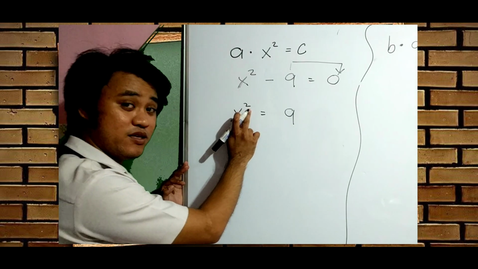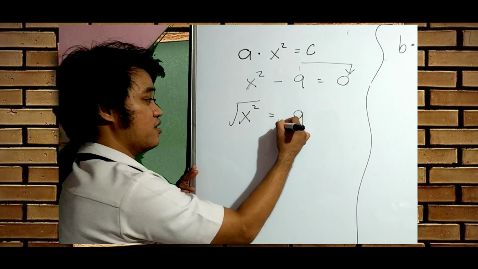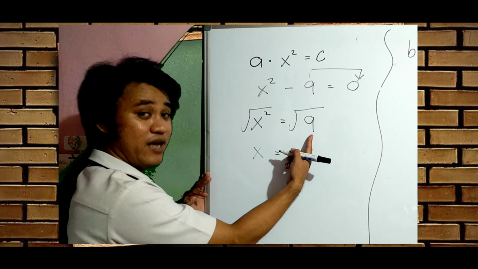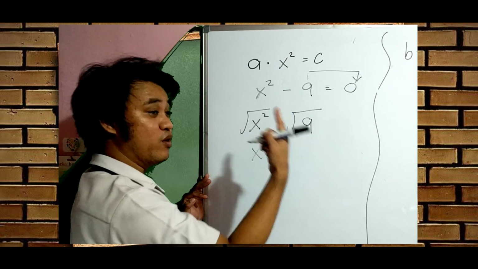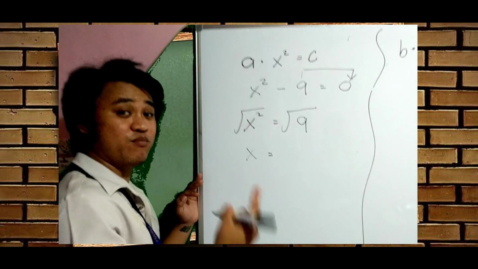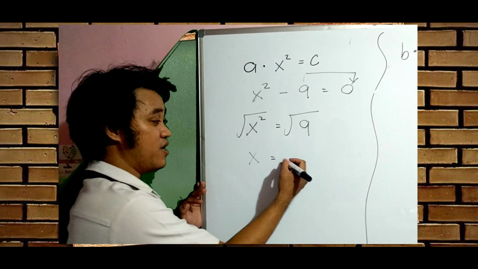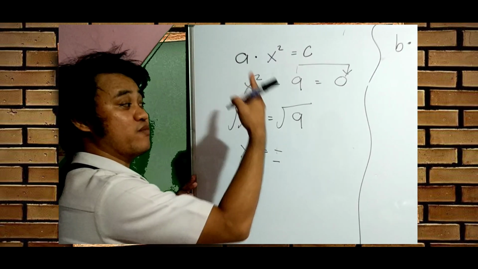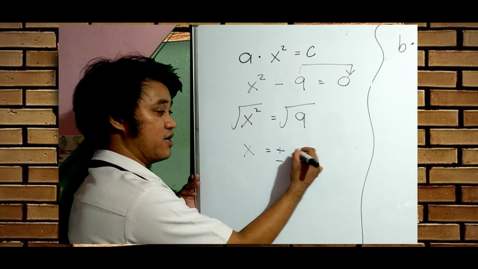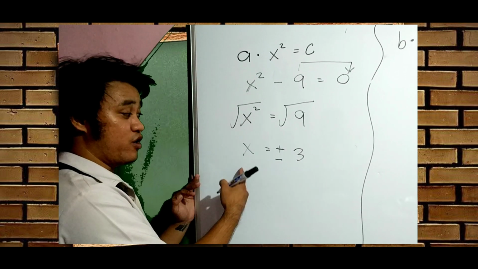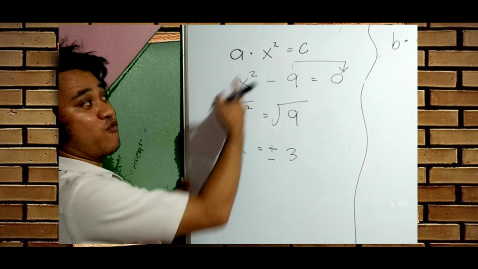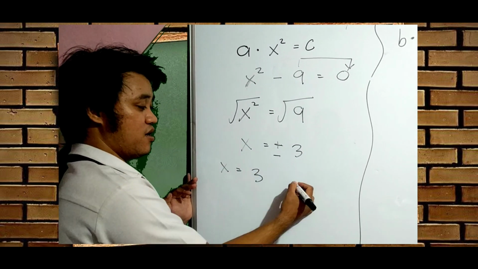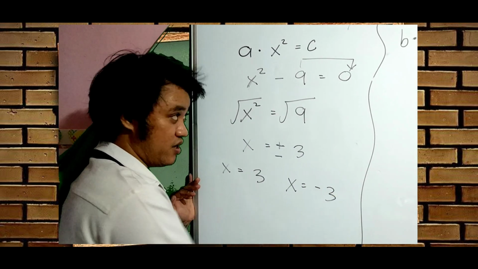To eliminate the second degree, we take the square root. So the square root of x squared is x is equal to, again remember that if we square positive 3 or negative 3, the answer is always 9. So it means that the square root of 9 is always positive or negative 3. In other words, the roots or the solution set of x squared minus 9 equals 0 are x is equal to positive 3 and x is equal to negative 3.